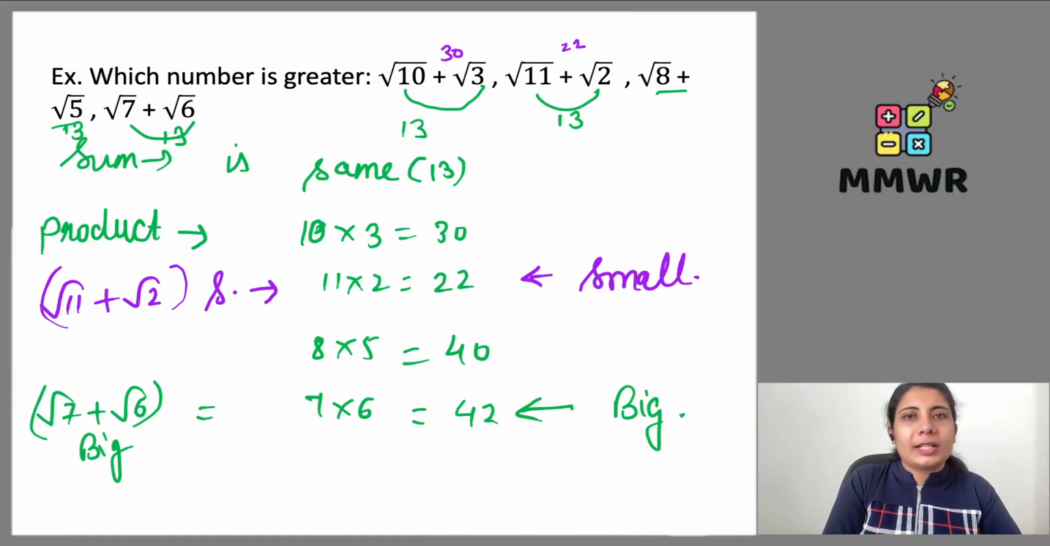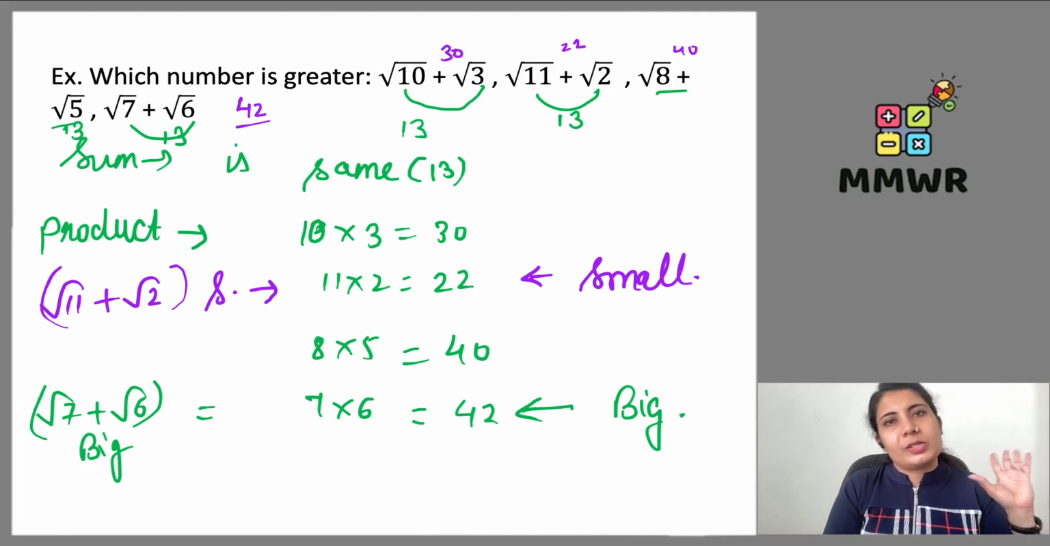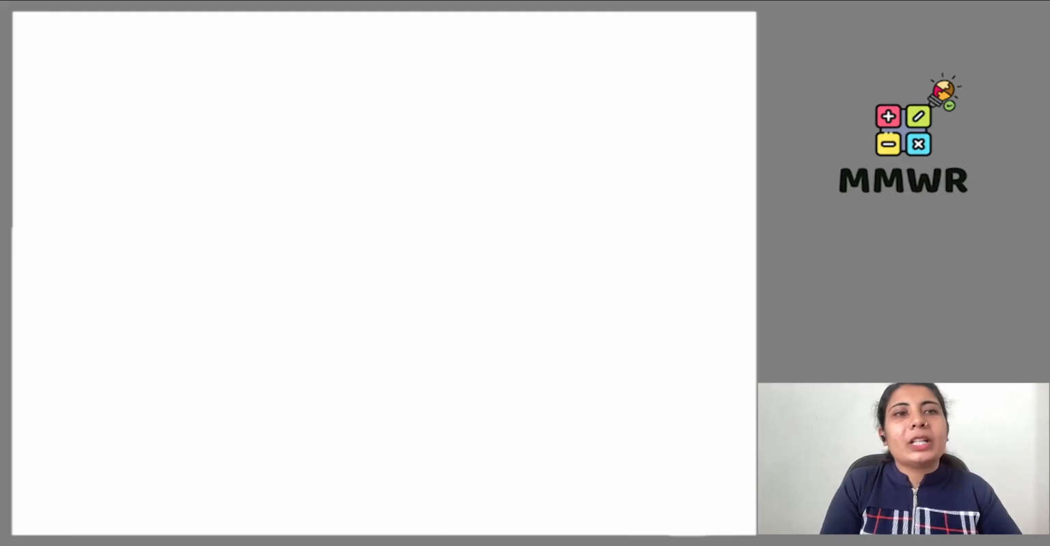22 is the product, 8 5 is a 40 and 7 6 is a 42. Yes, this is the bigger one. Let's click on the D option, root 7 plus root 6. I hope it's easy. We can do it by the long method also.